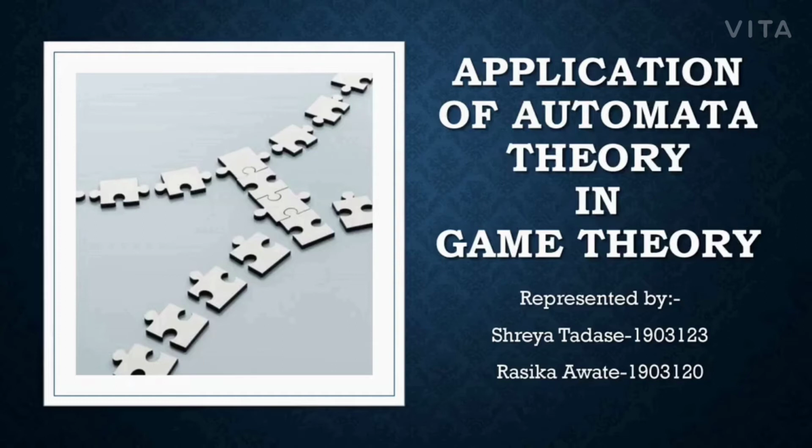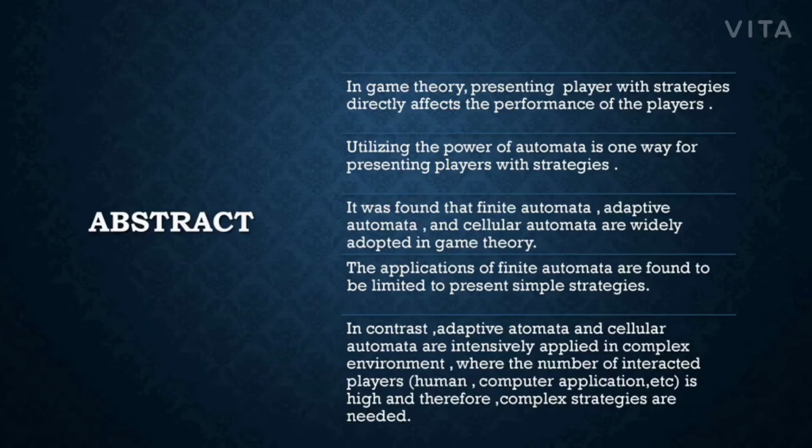The abstract of this project is: in game theory, presenting players with strategies directly affects the performance of the player, and utilizing the power of automata is one way of presenting players with strategies. It was found that finite automata, adaptive automata, and cellular automata are widely adopted in game theory. Thus, the application of finite automata is found to be limited to presenting simple strategies.